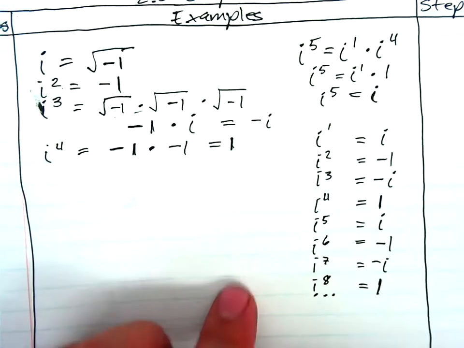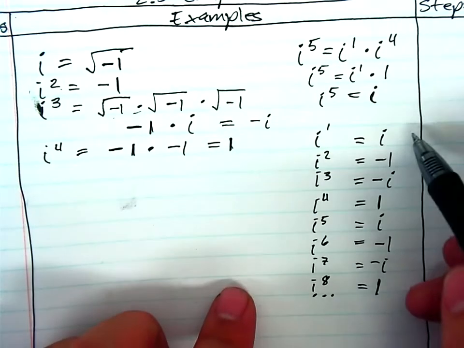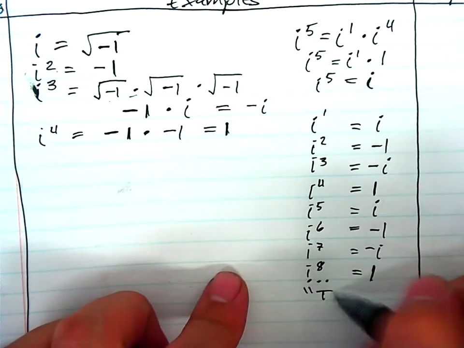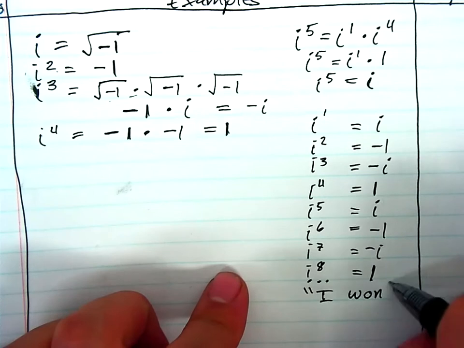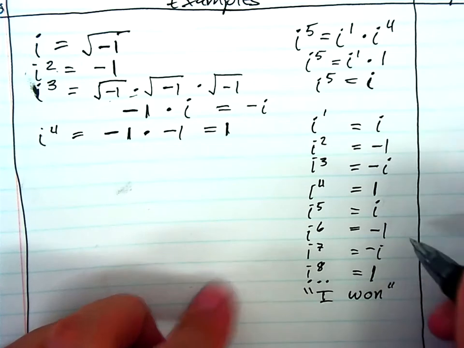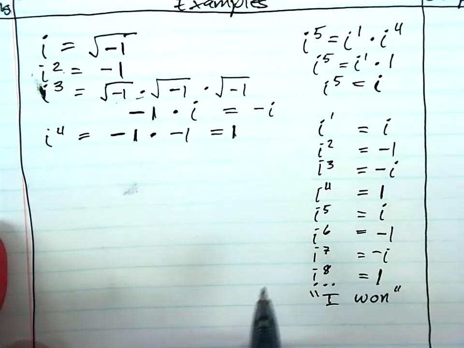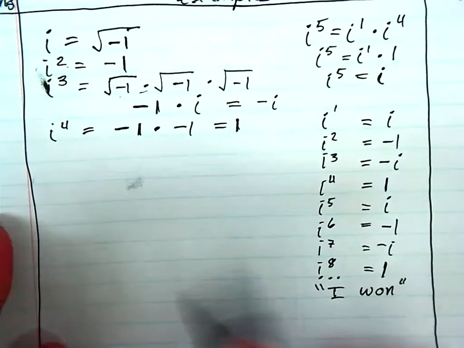+1. So it actually follows this pattern all the time, and if you want to think of it as the i, -1, -i, 1 pattern. So i, -1, -i, 1. If that helps you, feel free to memorize that. I'm going to go ahead and start off with some examples now.